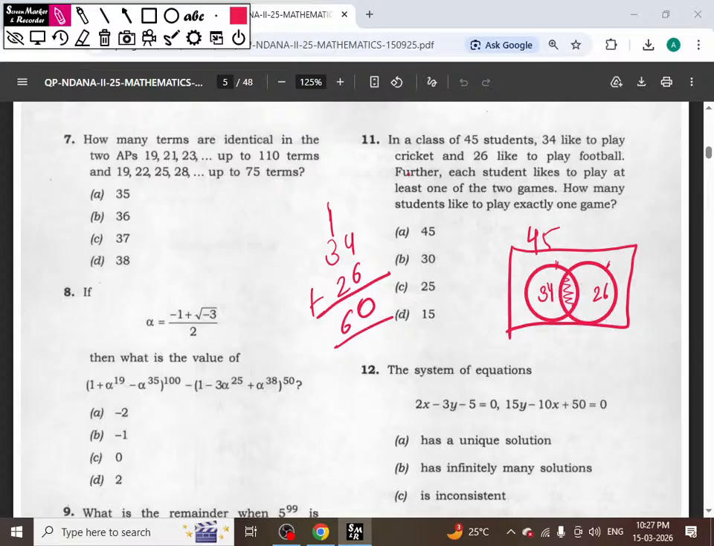So how many will we have left? It will be 15. Yes or no? So if we subtract 34 minus 15, how many students will we get? We will get 19 students. And if we subtract 15 from 26, we'll get 11 students. So 19 plus 11, so it will be option number B.